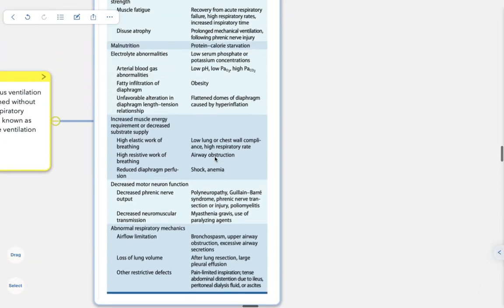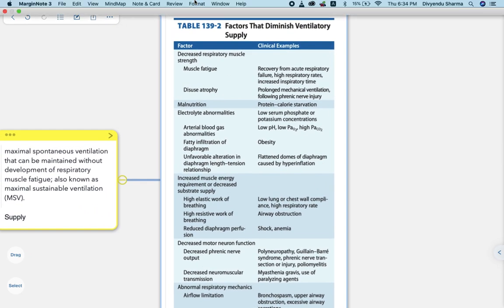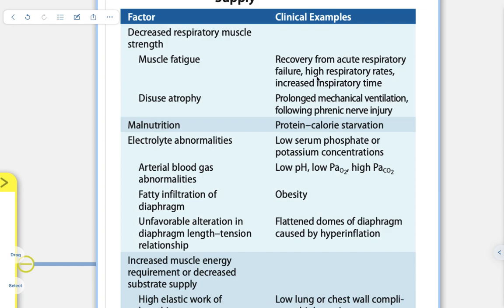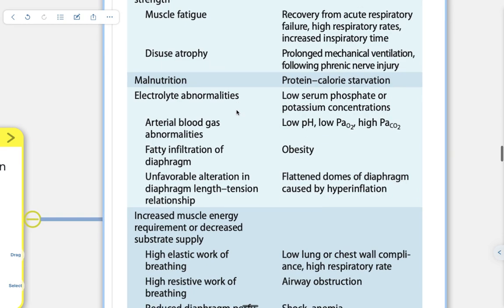Then there are certain conditions which cause a decrease in the ventilatory supply. Now, when we talk about a decrease in the ventilatory supply, causes include decreased respiratory muscle strength. Now, this could be due to either fatigue or atrophy. Fatigue causes include if the patient is recovering from a respiratory failure, or when the patient has a high respiratory rate, or if there is increased inspiratory time. On the other hand, this could also be due to disuse atrophy, as in the case of patients who are on prolonged mechanical ventilation following a phrenic nerve injury.